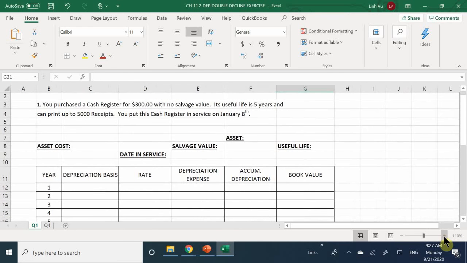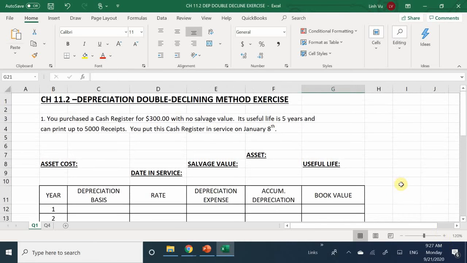If you haven't done so, go ahead and pull out your chapter 11.2 double declining exercises. All right, your first example is you purchase a cash register for $300 with no salvage value, so it has zero salvage value. Its useful life is 5 years, and it can print up to 5,000 receipts. You place this cash register into service on January 8th.